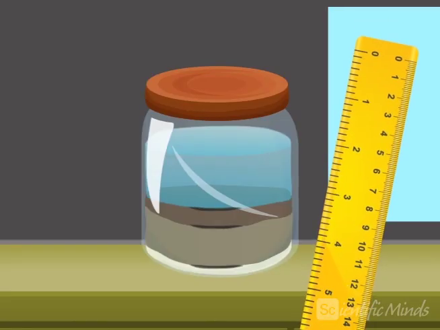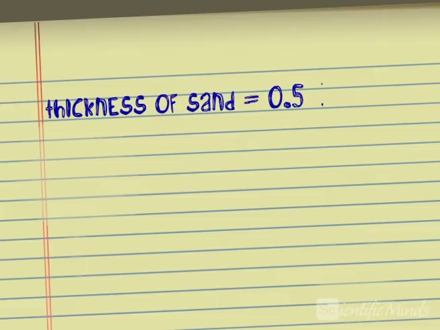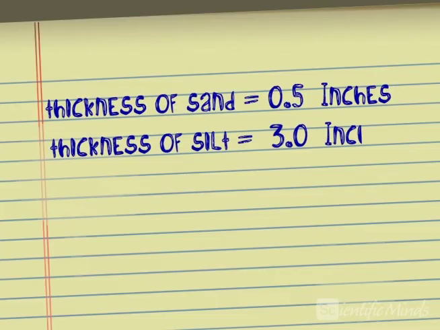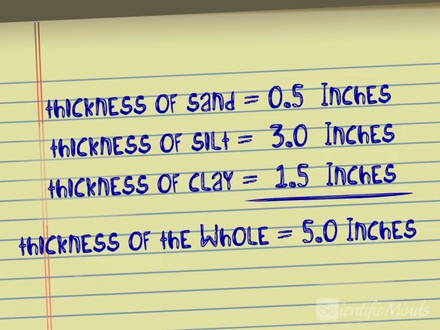He uses a ruler to measure the thickness of the sand, silt, and clay layers. The thickness of sand is 1/2 inch. The thickness of silt is 3 inches. And the thickness of clay is 1.5 inches. He adds these to get a total thickness of 5 inches of soil. From this total, the farmer can calculate the percentage of sand, silt, and clay that are in his soil. To get percent of a whole, he knows he needs to divide the part by the whole and multiply by 100.